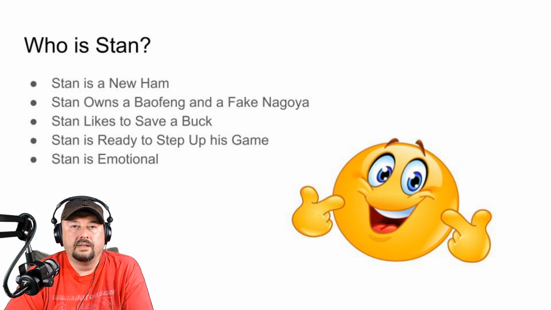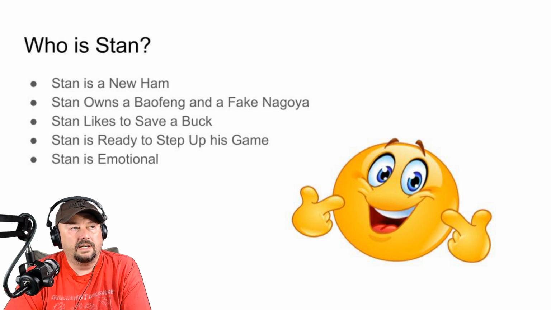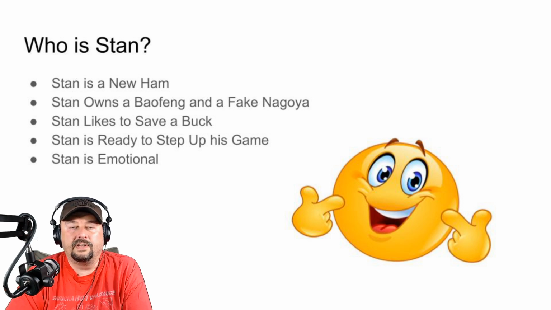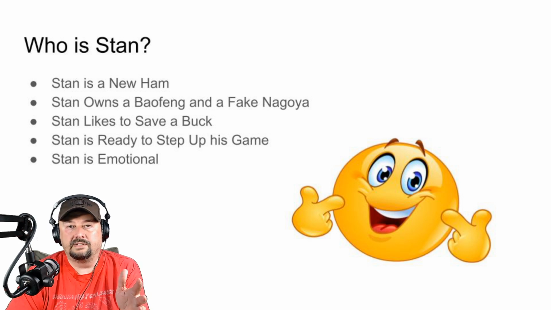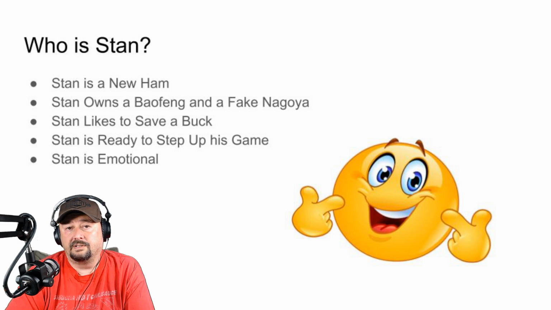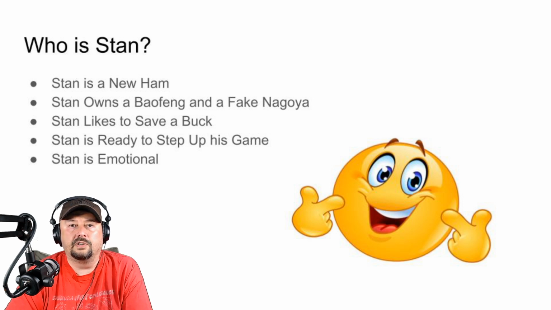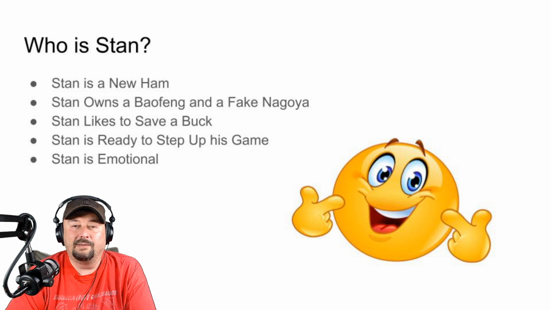Who is Stan? Stan's a new ham, and he recently passed his general and bought a Xiegu G90. Stan also owns a Baofeng with a fake Nagoya antenna. That has no bearing on this video and doesn't play into the conversation at all, but I thought I'd just include it. Stan is frugal and he likes to save a buck, so in that manner, he's like a lot of us. He's always looking for a good deal or a good opportunity. Stan is ready to step up his game. He wants to take things to the max, no limit Stan.